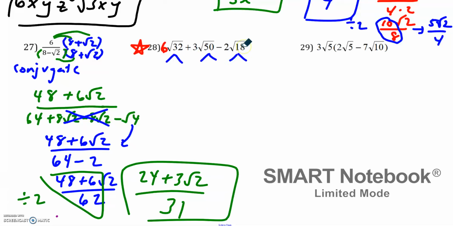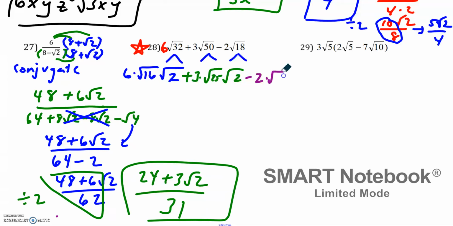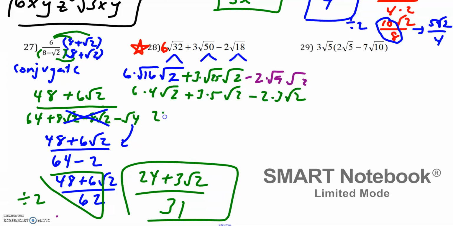maybe if I split these radicals into perfect and not, I can get them to match. So this first one, let's do 6 times root 32 is split into 16 times 2, plus 3 times root 50 can be split into 25 times 2, perfect square and not, minus 2 times root 9 times 2. So this becomes 6 times 4 root 2 plus 3 times 5 root 2 minus 2 times 3 root 2, which is really 24 root 2 plus 15 root 2 minus 6 root 2.